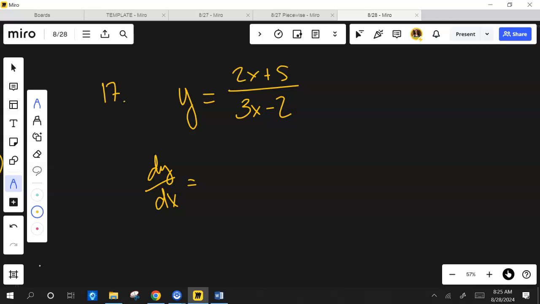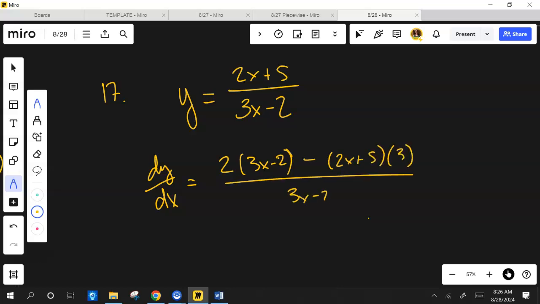Derivative of the top times the bottom. This is where the order matters because subtraction is not commutative like addition is. So derivative of the top times the bottom minus the top times derivative of the bottom all over the bottom squared.